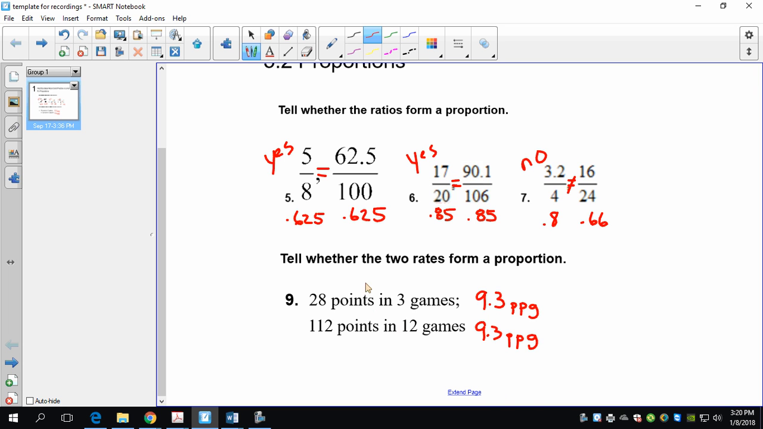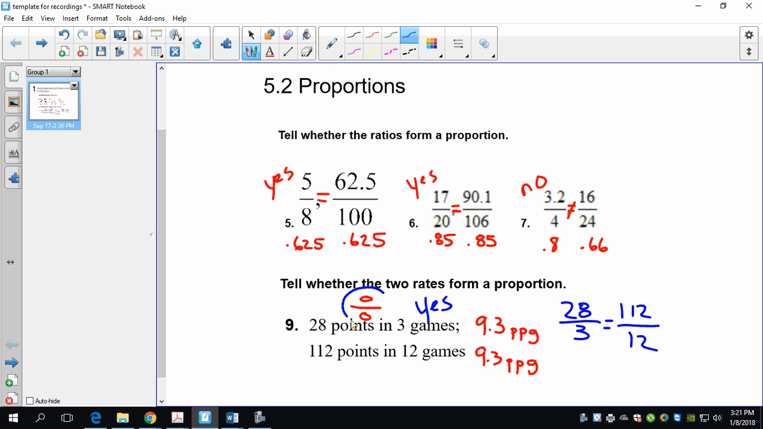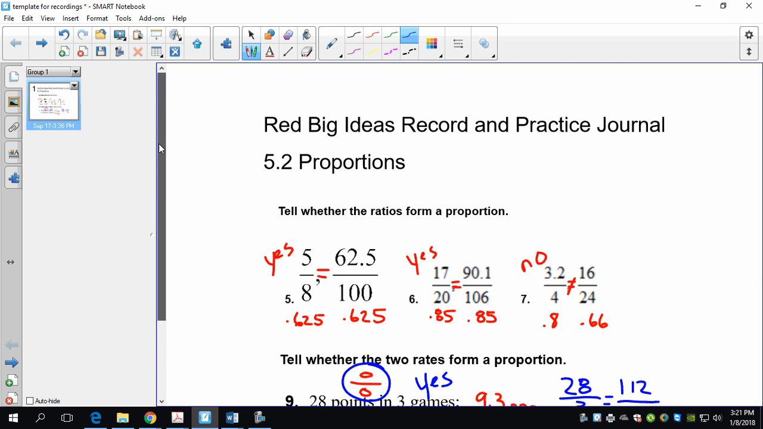Again, what is the main operation that we are doing to try to find our answers? We are dividing. And because 28 over 3 is the same as 112 over 12, we would say that the proportion is equal, and we would say yes, this does form a proportion. Once again, when we are dealing with rates and proportions and unit rates like we did in 5.1, the major operation we are doing is division.